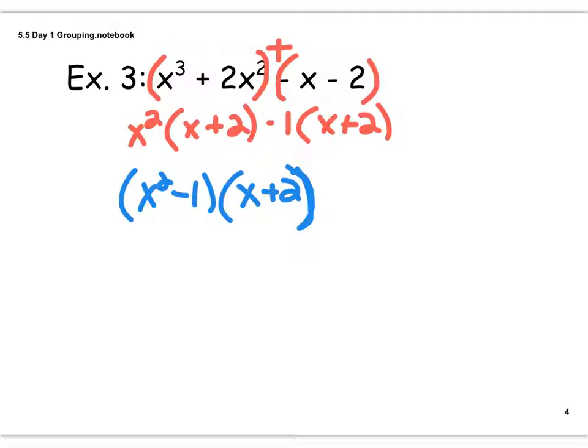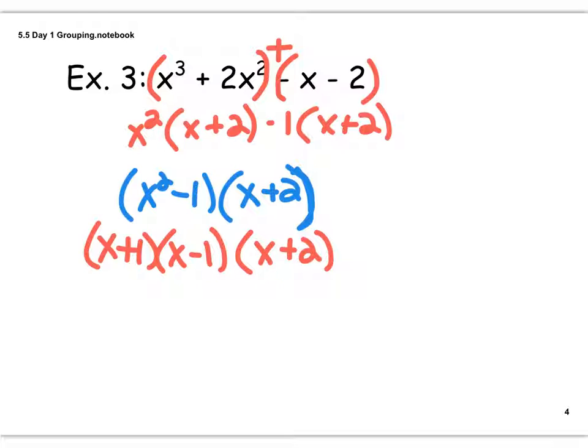And I can actually factor further this side right here. I can factor that further. So what I need to do, this is a difference of squares. This would be x plus 1 multiplied by x minus 1. Okay, and then x plus 2 is still sitting there. So really all I've done is taken that x squared minus 1. That's a difference of squares. I can factor that further.